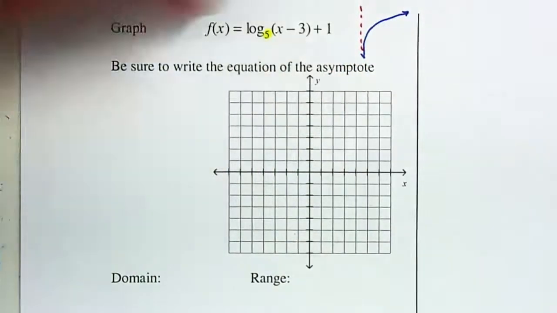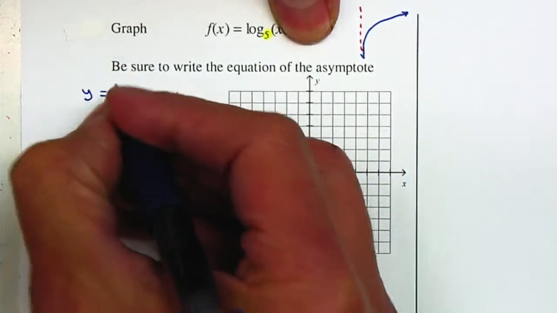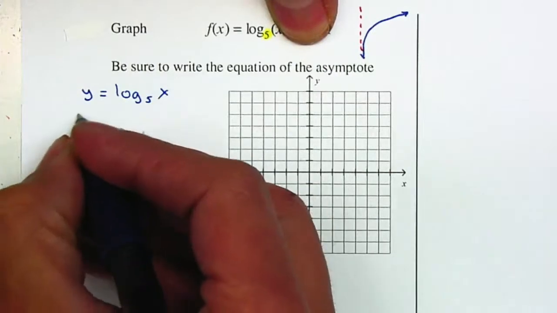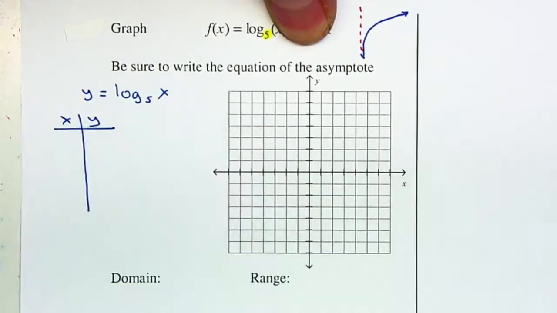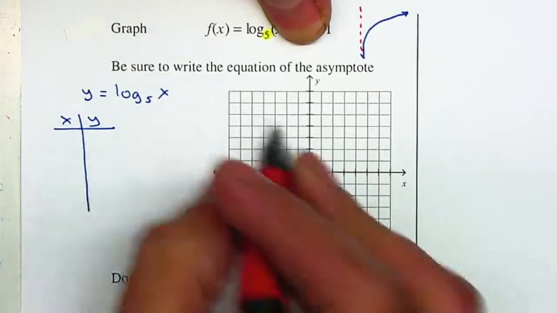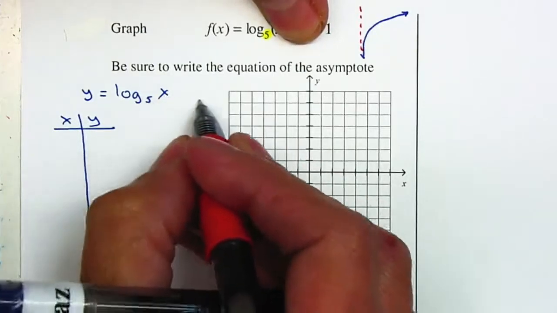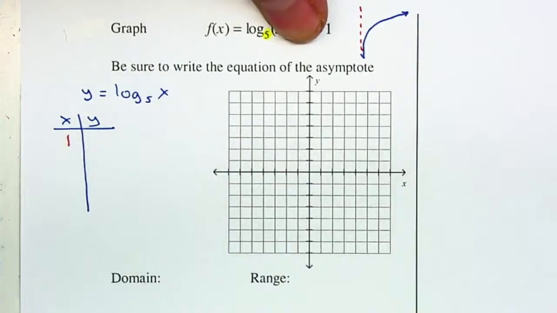I'm going to start by graphing the basic part. So I have y is equal to the log base 5 of x. And I'm going to make a quick table of values, x and y. I'm going to plug in values for x. Now, you can plug in any number, but remember, you cannot plug in a 0, because 5 to what exponent is 0? We can't.